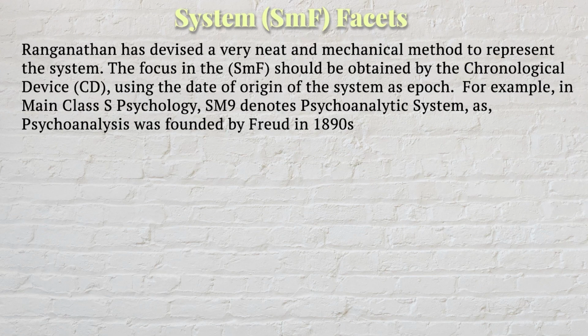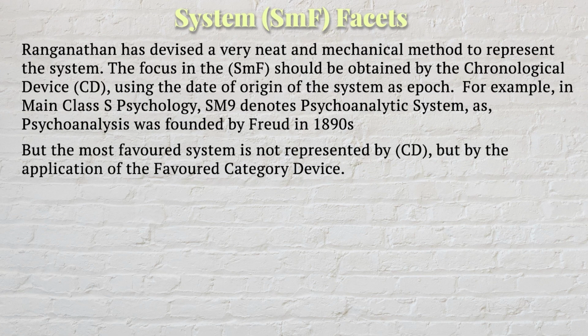M denotes here the 19th century, that is, the century 1800 to 1899, and the decade of 1890s is denoted by M9. So here S is the notation for psychology and M9 denotes 1890. So SM9 denotes the psychoanalytic system, as psychoanalysis was founded by Freud in 1890s. But the most favored system is not represented by chronological device, but by the application of the favored category device.